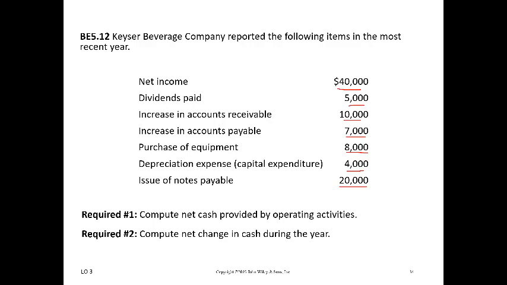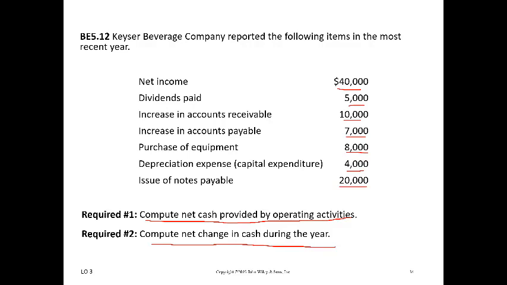When you get to Intermediate 2, you're going to have a whole chapter dedicated to the statement of cash flows, so it'll be harder. But for this class, we're just going to do a basic statement of cash flows based on some information here. All right, so for required number 1, we're going to compute the net cash provided by operating activities, and then we're going to compute the net change in cash during the year, so the entire cash flow statement.